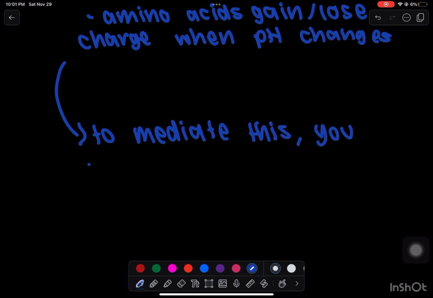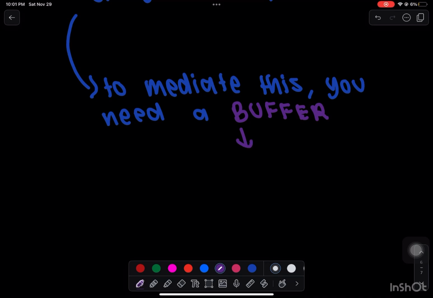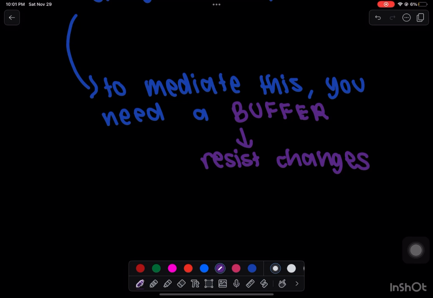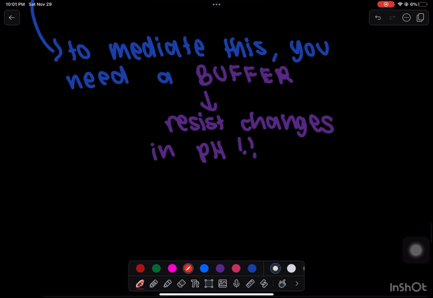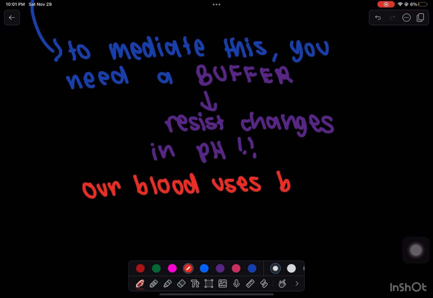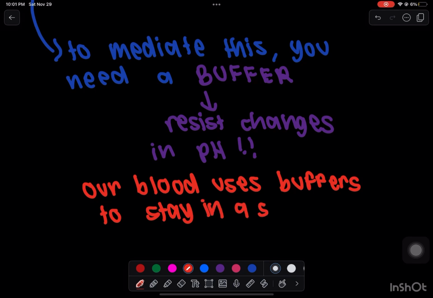So, how do you mediate this? You use something called a buffer, which is a substance that resists changes in pH. Buffers basically soak up extra H plus ions when there are too many, or release H plus when there are too few, which helps keep the pH stable. Another classic example is the buffering system in our own bodies, specifically in blood, which resists changes in pH. It helps keep the pH in a very narrow range so the enzymes and cells, like I mentioned before, the proteins, can function normally without too many gains or losses in charge.